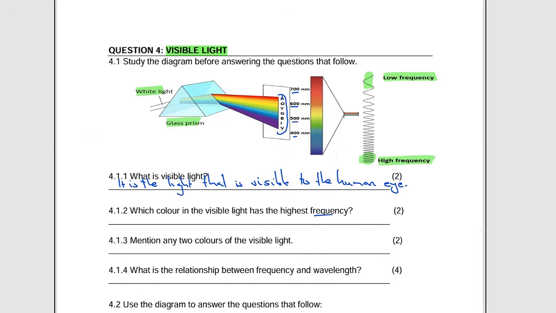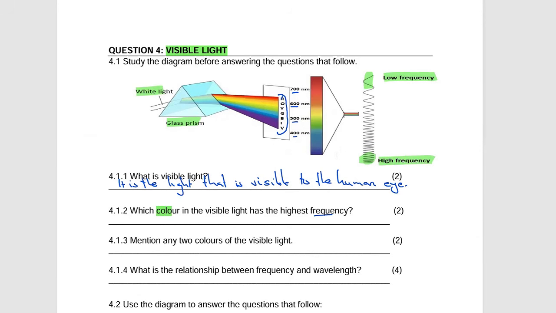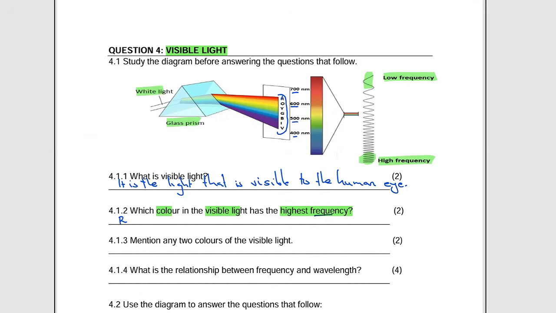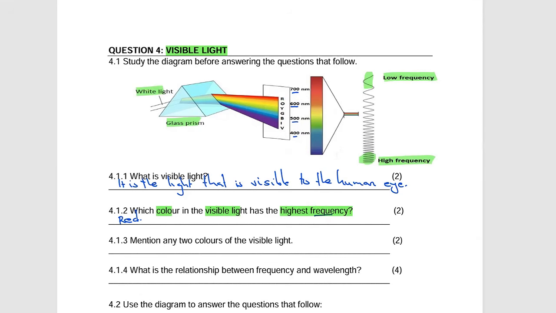So which color in the visible light has the highest frequency? Our answer there is going to be red, right? So I'm going to say the answer is red. It means this is the one that has the highest frequency, right? Let's look at this again. It says here, which color of the visible light has the highest frequency?